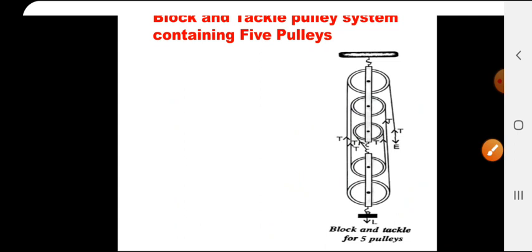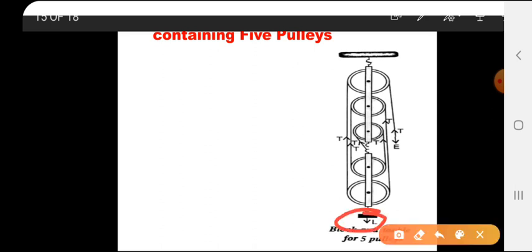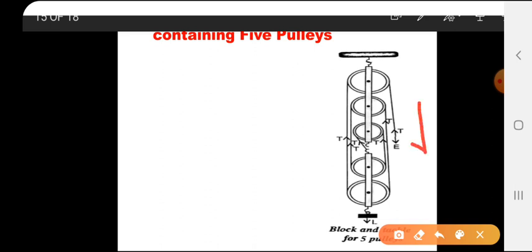Now let us discuss this pulley system containing 5 pulleys. You can see in this diagram, this is the load which is supported by 5 strings: T, 2T, 3T, 4T and 5T. So there are 5 strings supporting the load, and the effort is acting in the downward direction here. You can see this effort is applied on only 1 string.